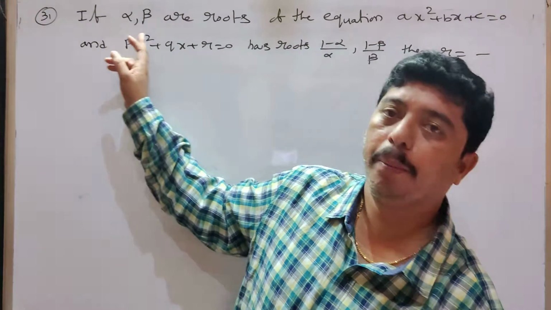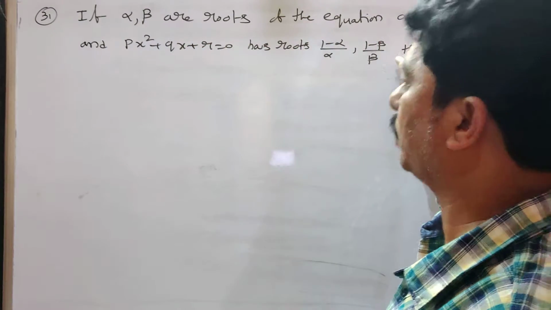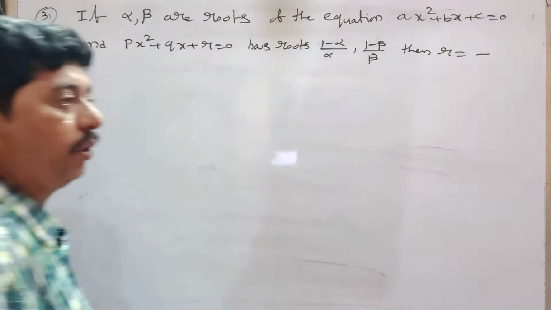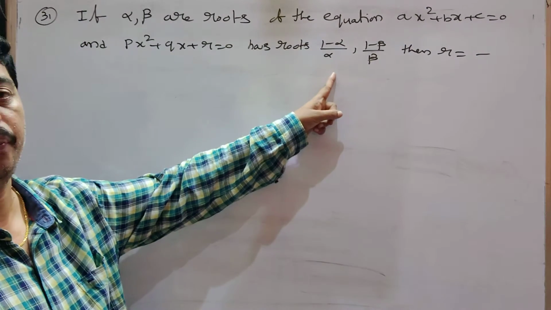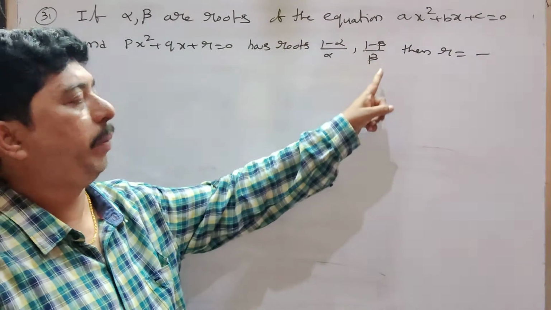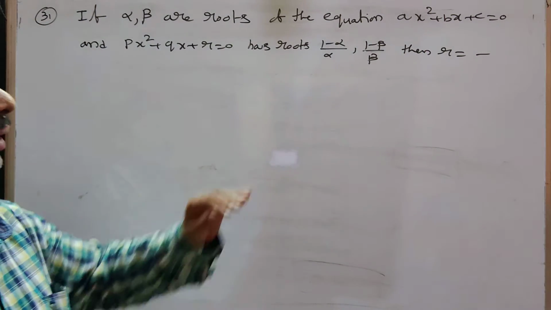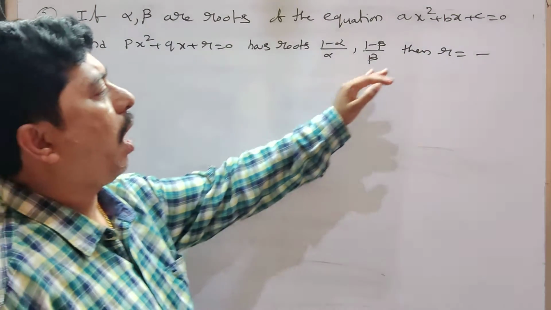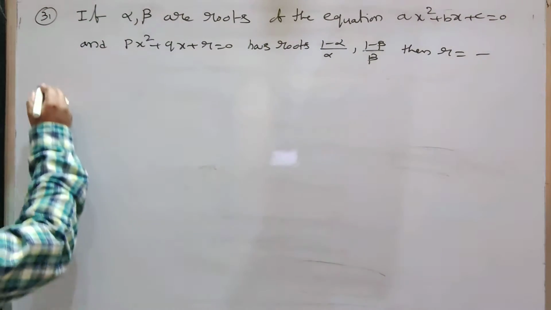If alpha, beta are the roots of ax square plus bx plus c, and the second equation, px square plus qx plus r, has roots 1 minus alpha by alpha and 1 minus beta by beta, then r equal to is being asked. That means you have to find the r value in terms of a, b, c. See here. Solution.